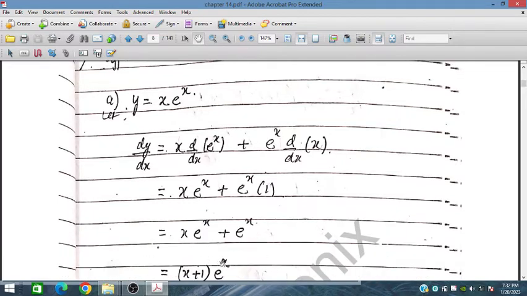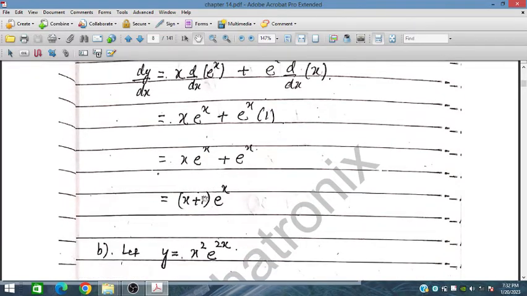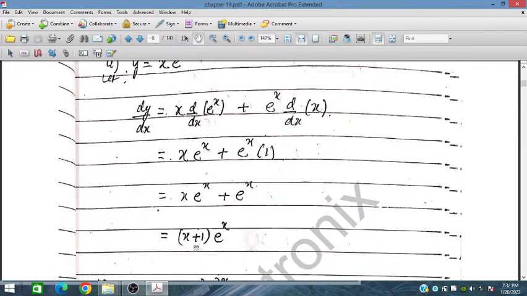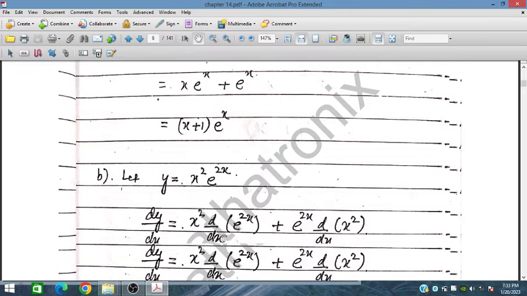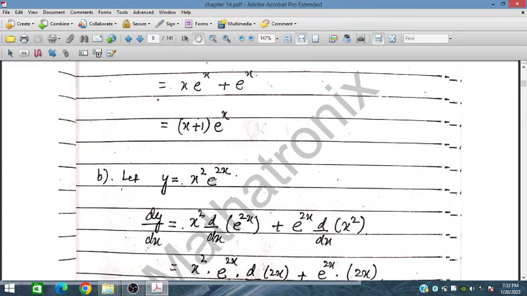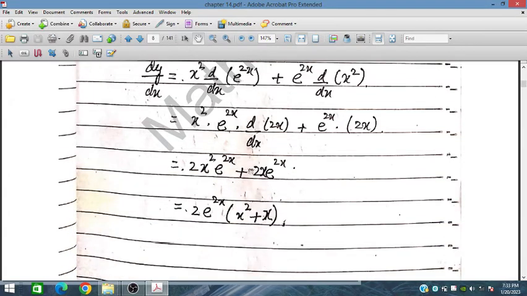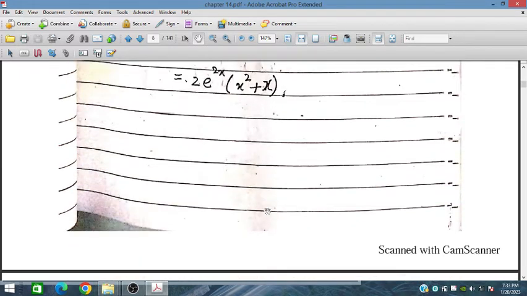So this is e power x, x times (1 plus x). This is the differentiation of x e power x, which is (x plus 1) e power x. Similarly for x square e power 2x, we take the differential of x square, which gives 2x, and then x square times the differential of e power 2x, which is e power 2x. Taking e power 2x common, we obtain these results.